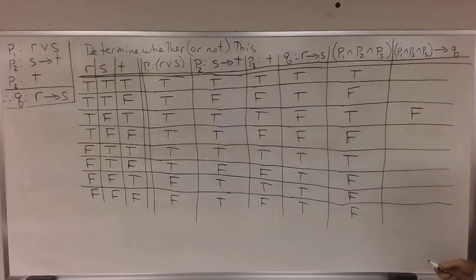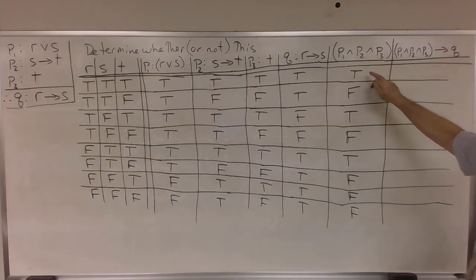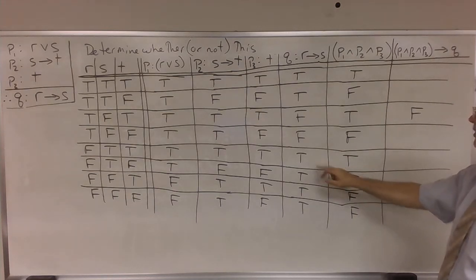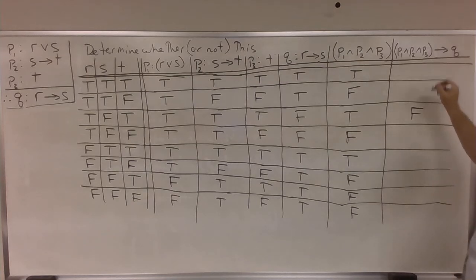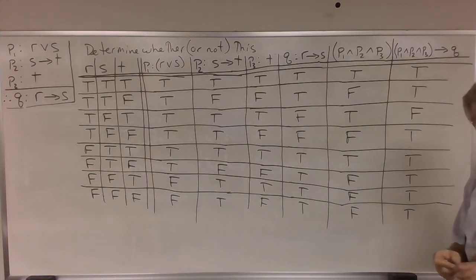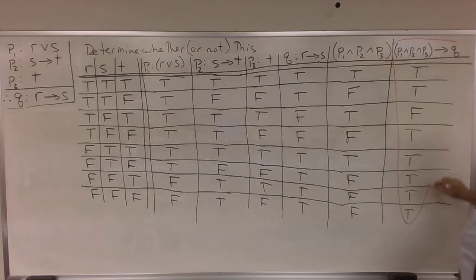Did it happen any other time? Nope, just this one time. All of the other times, conjunction of the premises true, and Q is true. The only time we get a false value is right here. All of the other times, our argument is true. Oh well, it only takes one falsehood to destroy this argument.